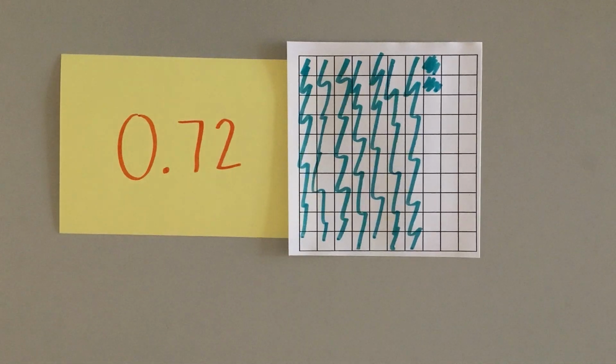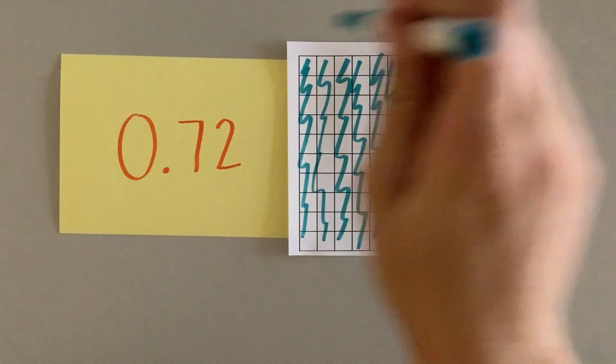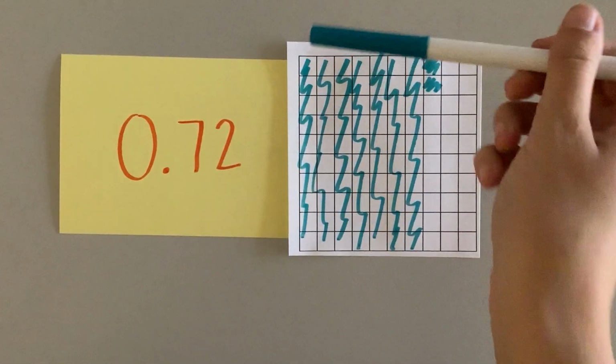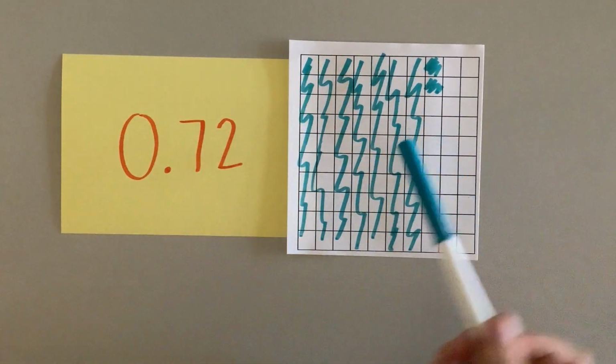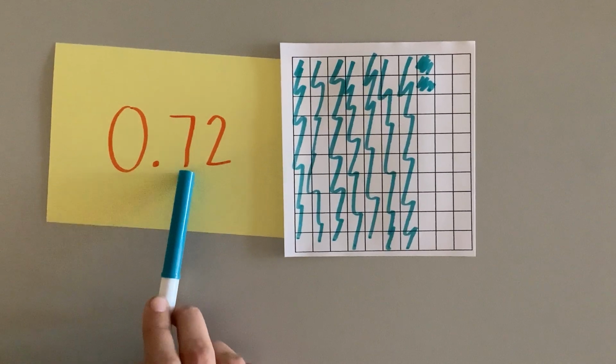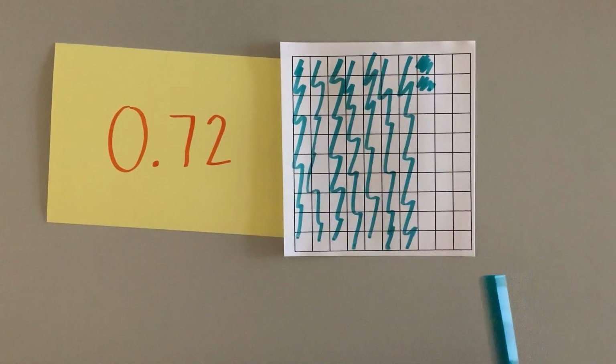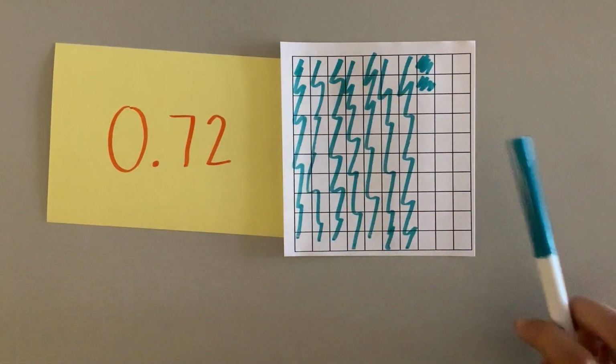It's pretty simple. I'm breaking up whatever my 1 whole is into 100 pieces. Each one represents 1/100th. How many hundredths do I have? 72. That's why I colored in 72 out of these hundredths.